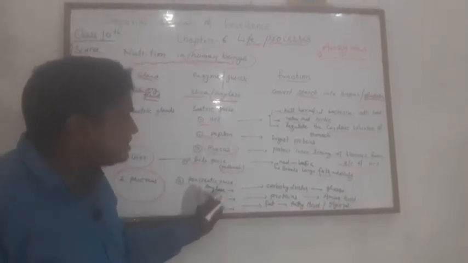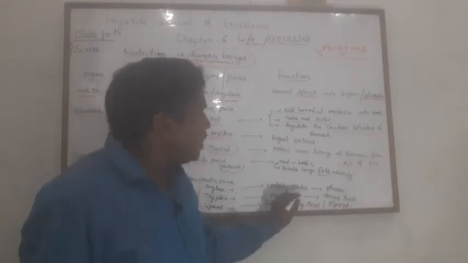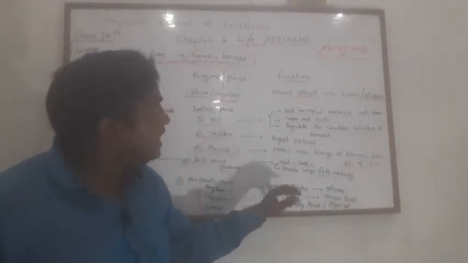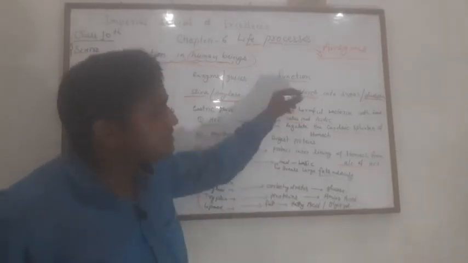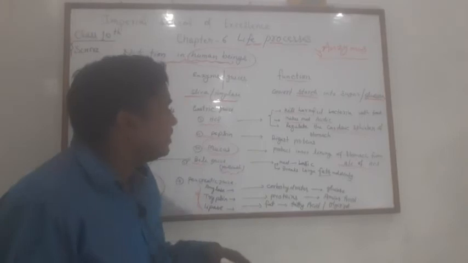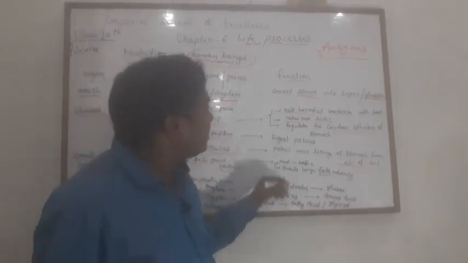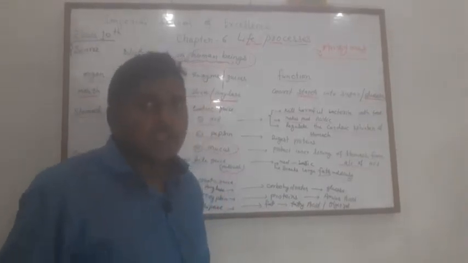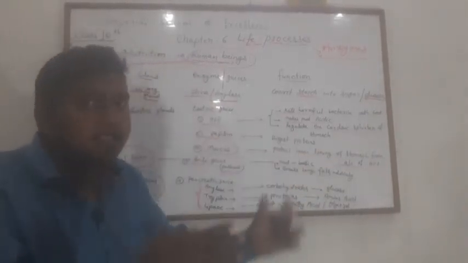This amylase कार्बोहाइड्रेट को ग्लूकोज में कन्वर्ट करता है. It converts carbohydrate, carbohydrate means starch. Okay, starch and carbohydrate both are the same thing. So it will convert carbohydrate and starch into glucose. Okay, and from the glucose we will get the energy.